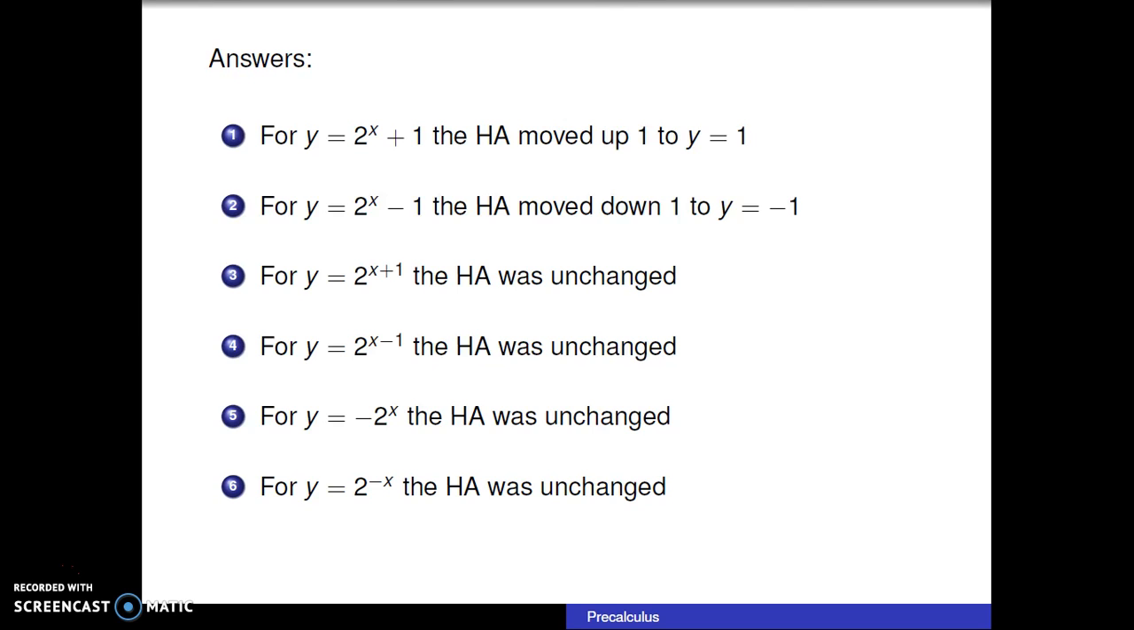Okay, and that makes sense because with a left shift, you pick up that horizontal asymptote and move it to the left. Well, it's infinitely long, so when you do that, it lands right back on top of itself. And similarly, it makes sense for all these other ones why the horizontal asymptote would not change.